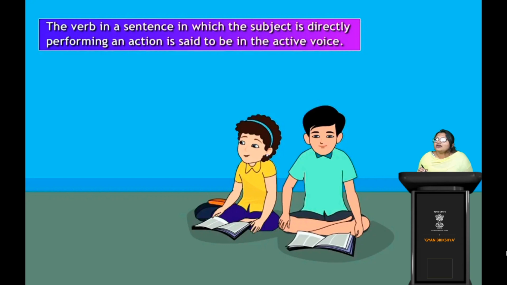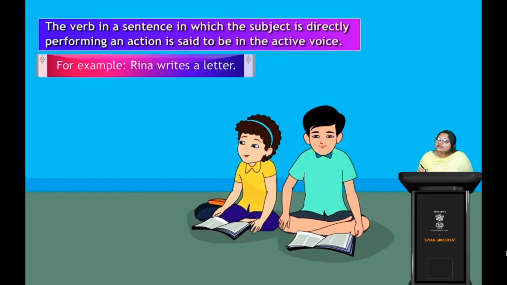For example, Reena writes a letter. Reena is the subject and she is actively involved in the action, that is writing the letter. So Reena writes a letter. Clear? Now similarly, Reena writes a letter: the subject and the verb.